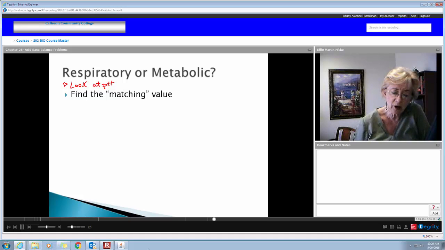Her lab values for blood chemistry include, she has a pH of 7.52. Is that in range or out? It's out. We'll write it down in just a minute. She has a PaCO2 of 49. Is that in range or out? That's out. She has a bicarb ion that is 40.